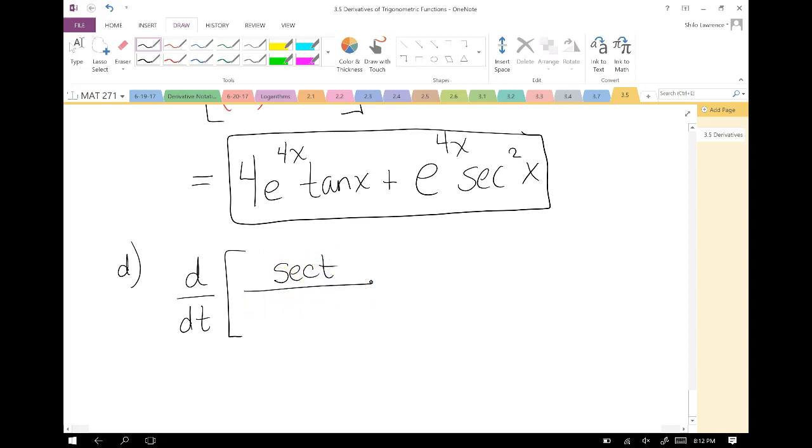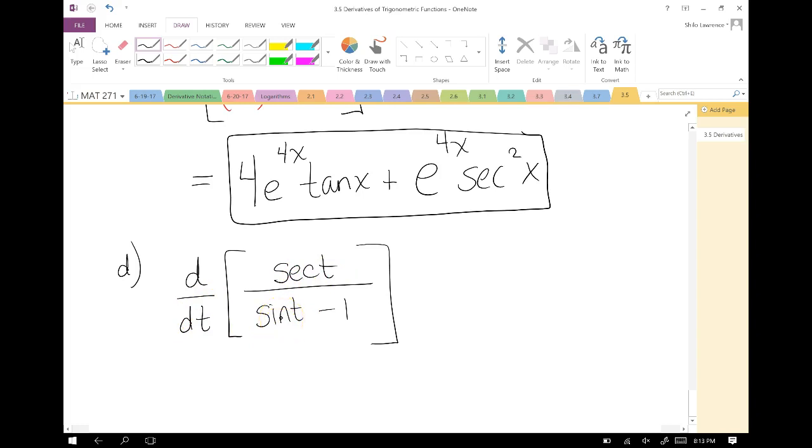The derivative of secant t over sine t minus 1. And I'm going to warn you right now, I just made that one up, and so this might get ugly, but we'll see what happens. And I don't want to do equals yet, because we have to recognize that this is going to be a quotient rule. We want the derivative with respect to t, and t is our independent variable here.